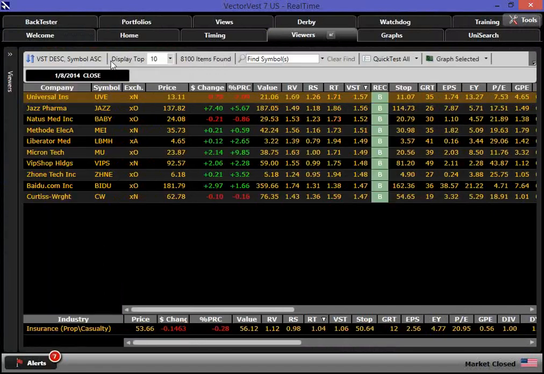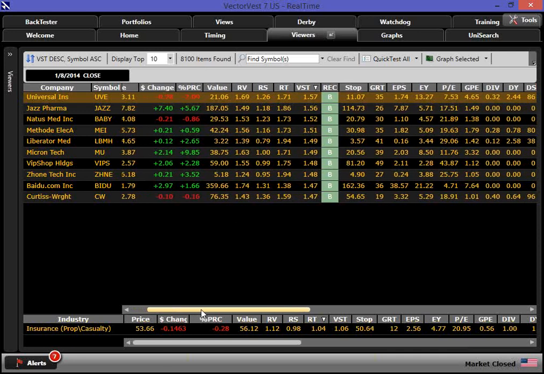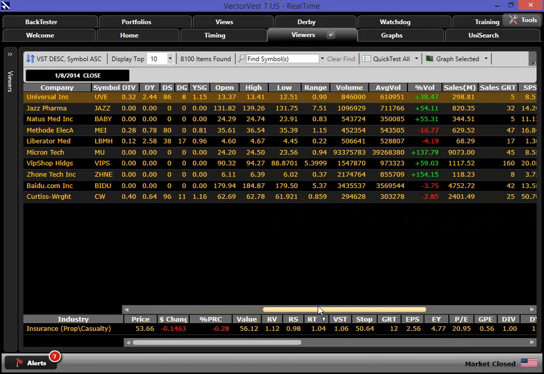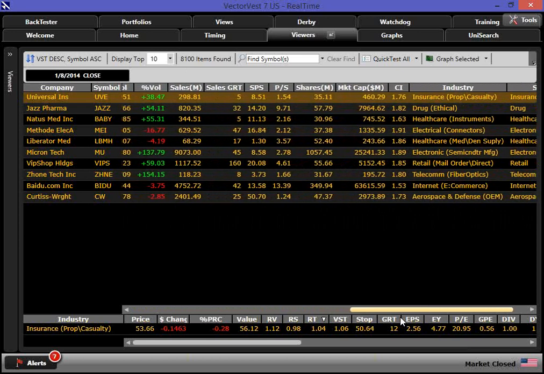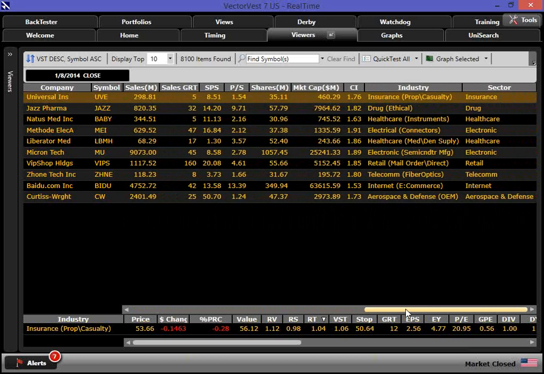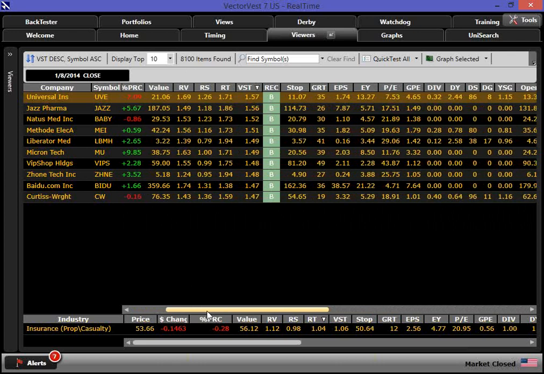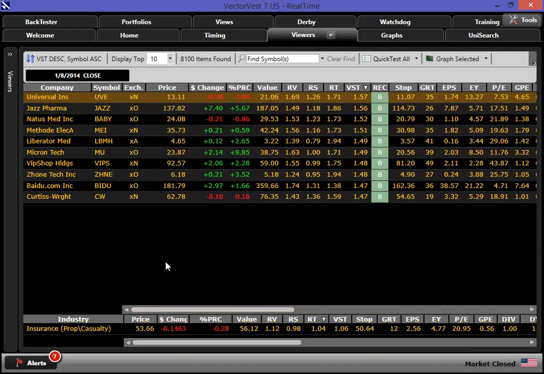The stock viewer is simply a giant spreadsheet of all 8,000 stocks we have in our database, 8,100 currently. And if I scroll to the right, there are 36 indicators and parameters in that base spreadsheet, if you will, including industry and sector information. We're going to focus on our core system of analysis today, which is really just this front section of the spreadsheet.